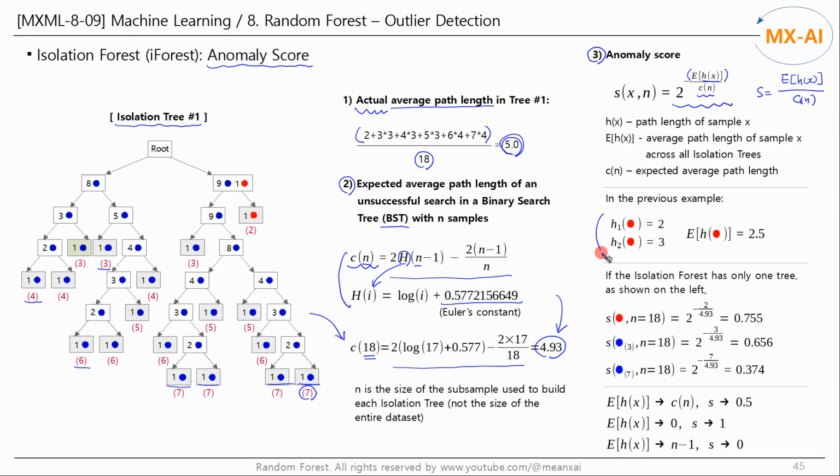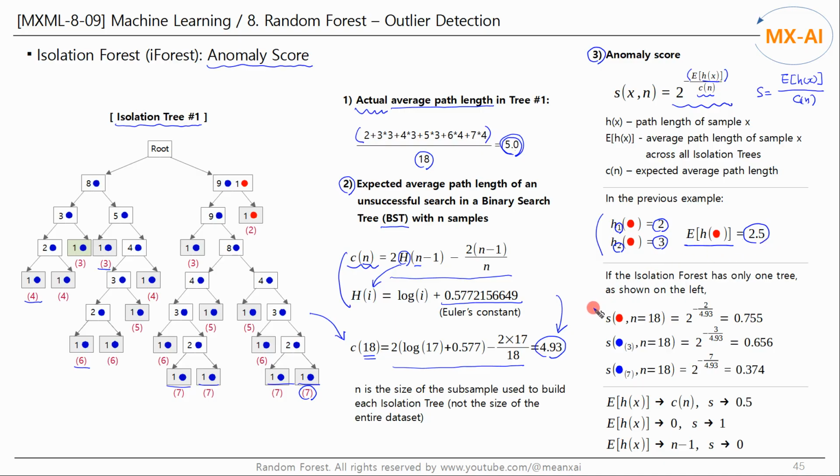Now let's compute the anomaly score of the red outlier in the previous example. In tree 1, the path length of the red sample is 2. In tree 2, its path length is 3. Therefore, its average path length E(h(x)) is 2.5.